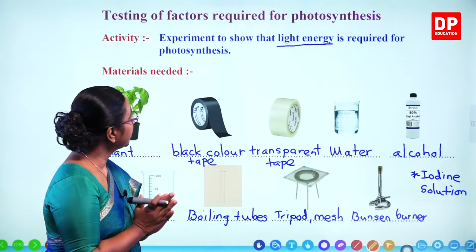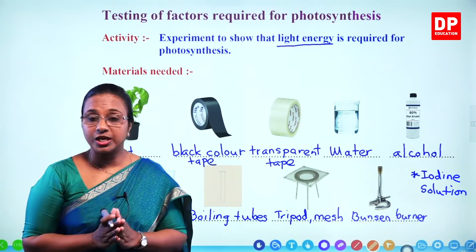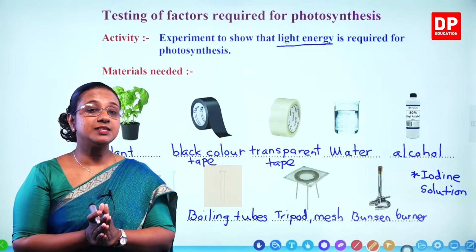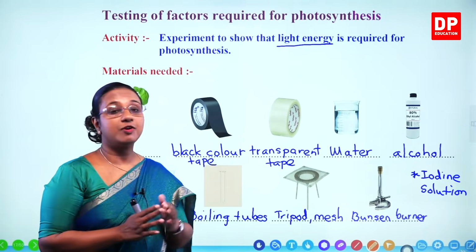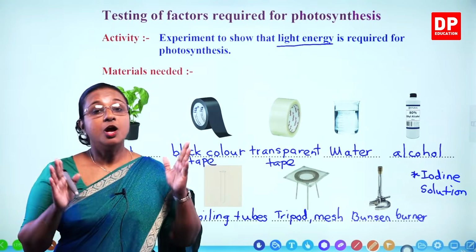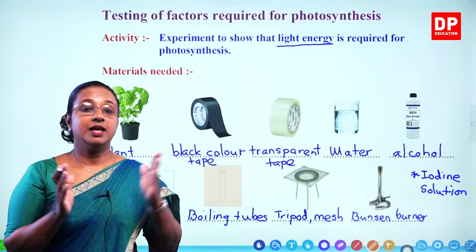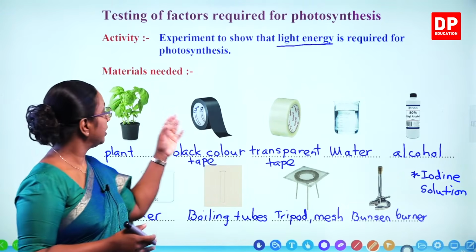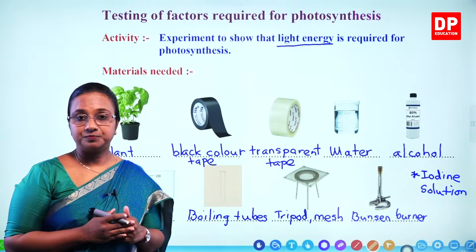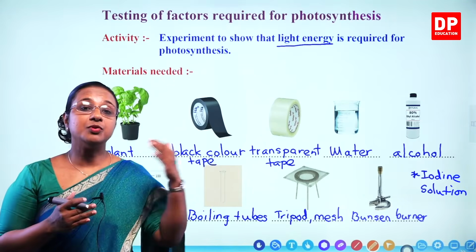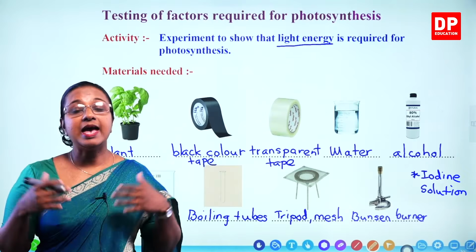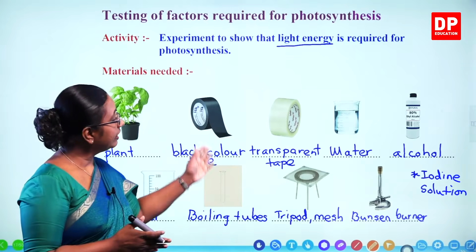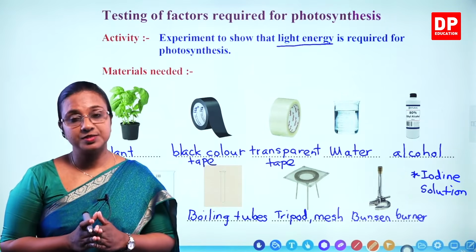Now we are going to test whether light energy is required for photosynthesis. And how do we check whether photosynthesis has taken place? By testing for the presence of starch. You all know every day in the presence of light, plants do photosynthesis. So if you randomly take a plant, then the plant would have already done photosynthesis and there will be starch present in almost all the leaves. So we will not get the correct observation.